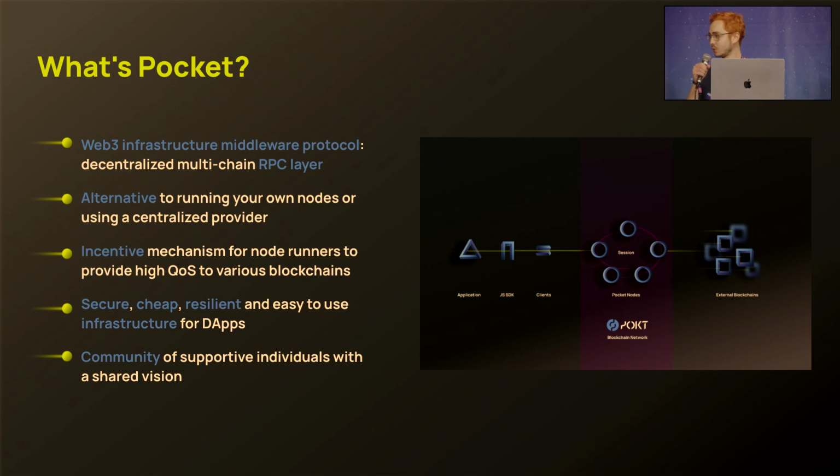So, if you don't already know what Pocket Network is, it's a Web3 infrastructure middleware protocol that provides a decentralized multi-chain RPC layer. That was a mouthful, but what does it actually mean? So if you're a dApp developer and you need to access and read and write data to a blockchain of your choice, you have a few options. You can either run your own node locally on your own server behind some authenticated endpoint, or you could potentially be using some sort of centralized provider. What Pocket Network does is solve that problem.